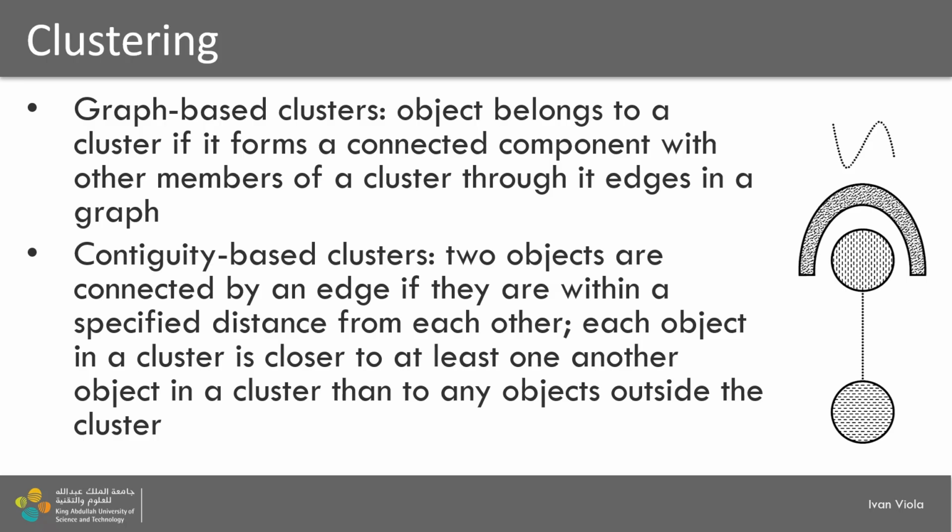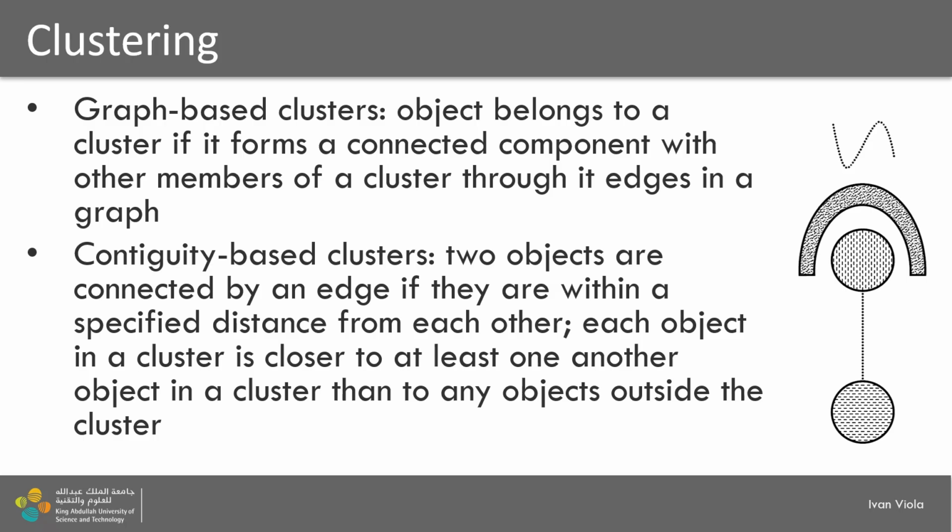A special case here is the so-called contiguity-based cluster, which is originally maybe not having these explicit edges, but two objects will become connected by an edge if they are within a specific distance from each other, and then each object in a cluster will be closer to at least one other object in a cluster than to any object outside the cluster or to any object in another cluster.